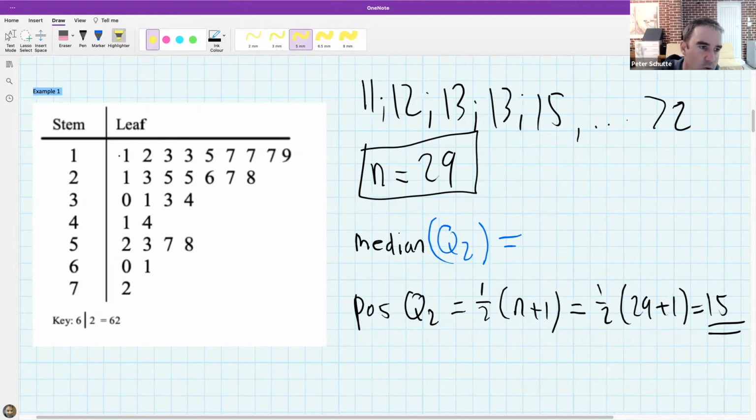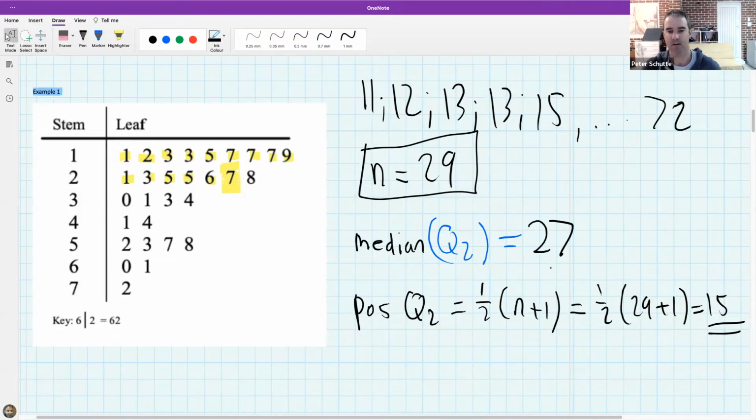So we count 1, 2, 3, and so on up to 15. And so this number over here is going to be the median. And what value is it? It's going to be 27. So you can see how helpful the position formula is, because it makes it so much more decisive. And so we should be getting an answer of 27.